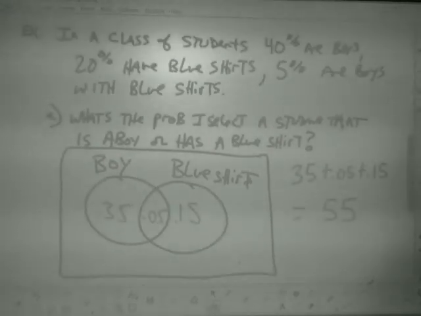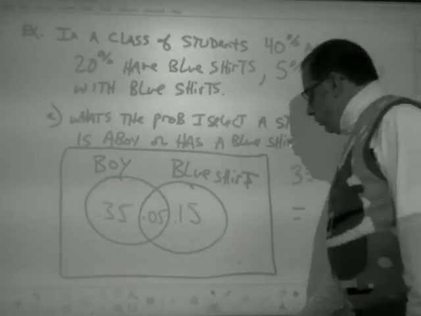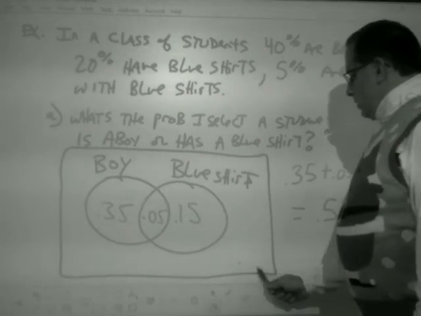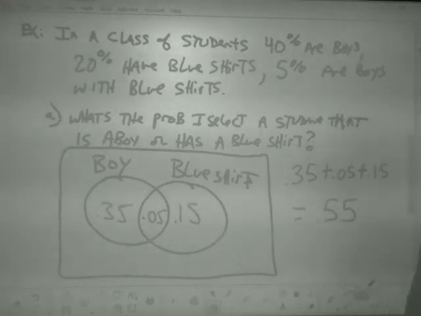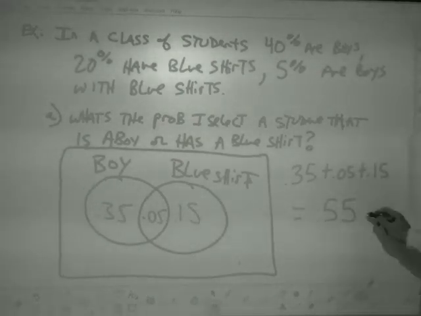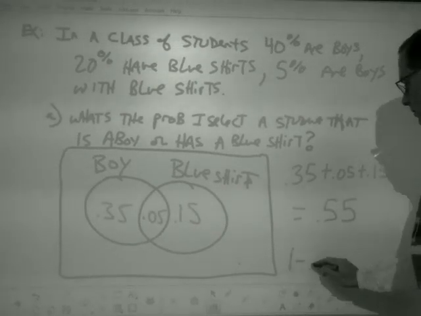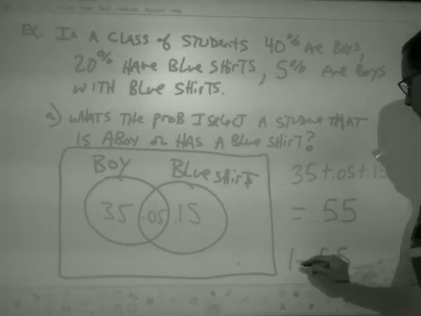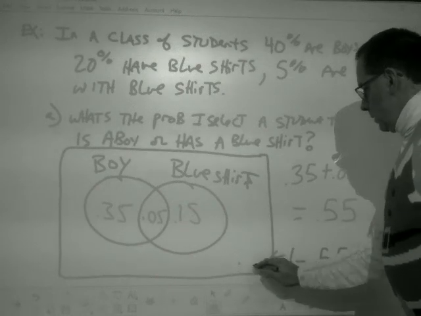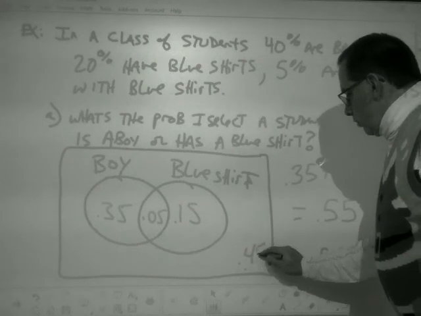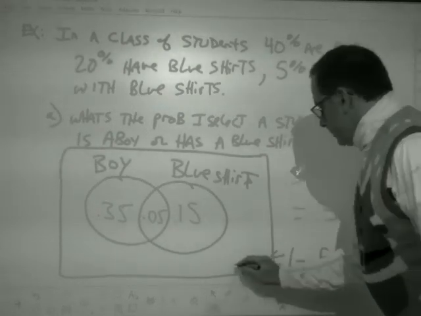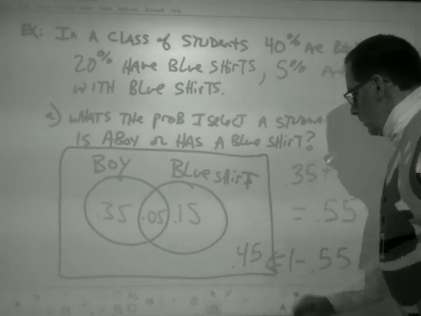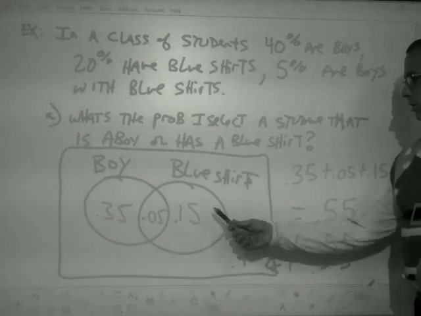Okay? I could also calculate, if I wanted to, the neither. Like what percent is not a boy and does not have a blue shirt. Neither boy nor blue shirt, and that would be 1 minus this. Gives me this piece in here, which is 0.45. So that's the neither boys or blue shirts.